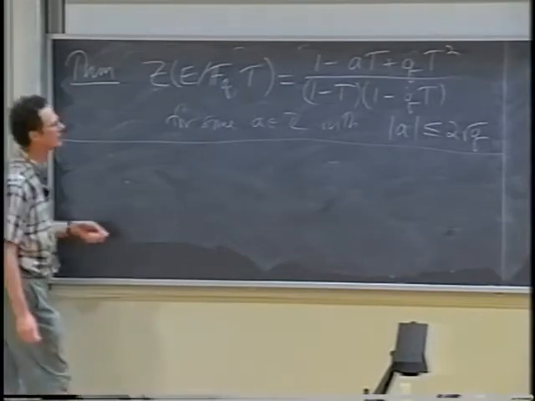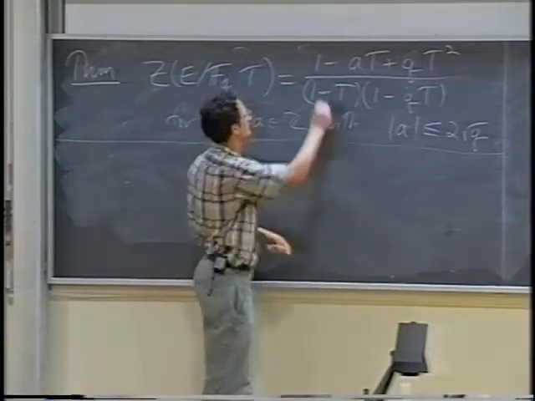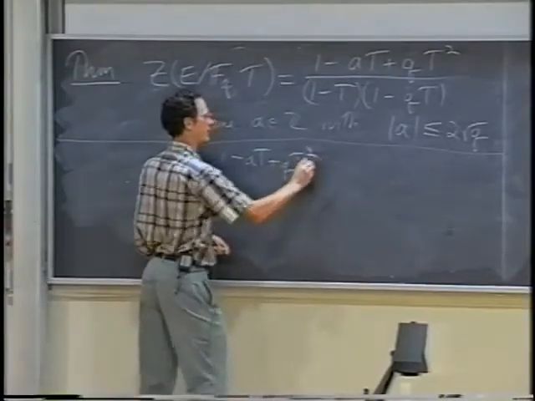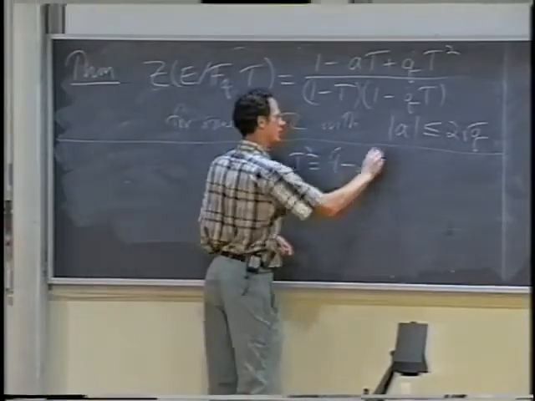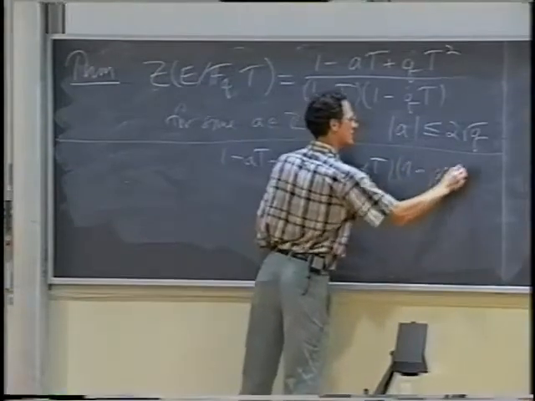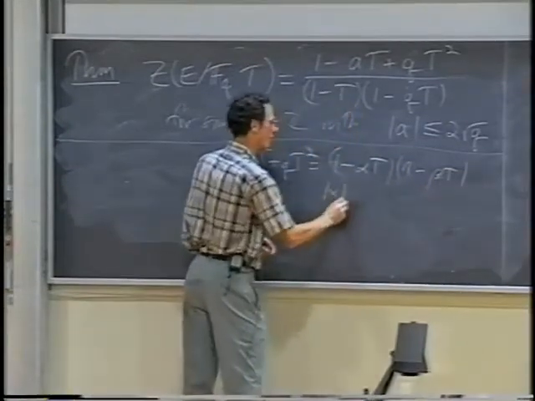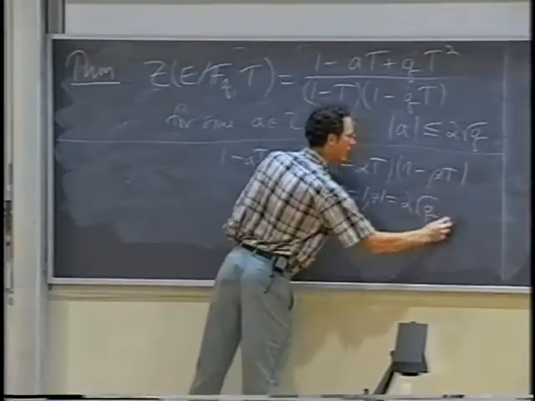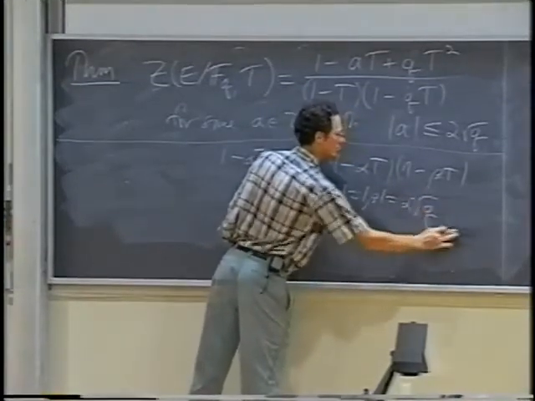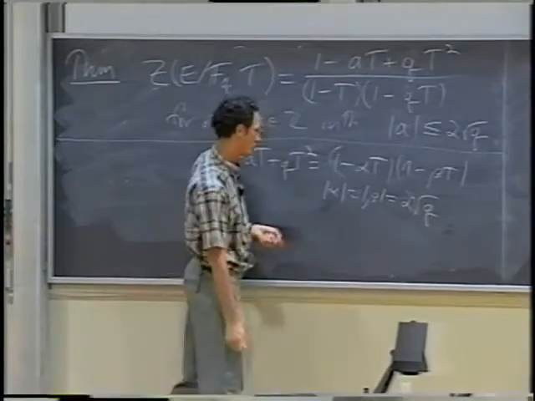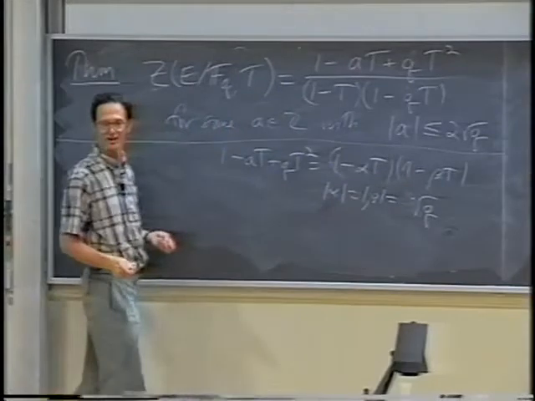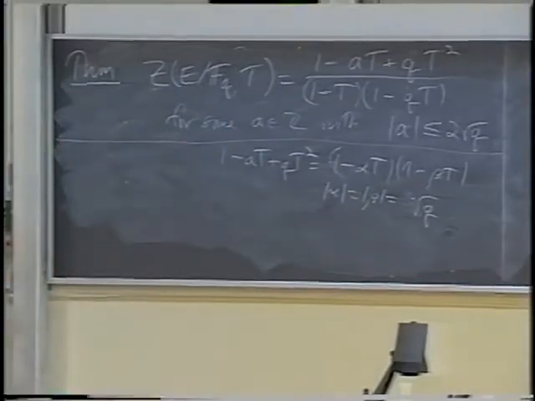Maybe I should mention another way to state this: if you factor 1 minus aT plus qT squared as (1 minus alpha T)(1 minus beta T), then alpha and beta are both complex numbers with absolute value square root of q. So the absolute value of their sum is less than or equal to twice the square root of q by the triangle inequality.